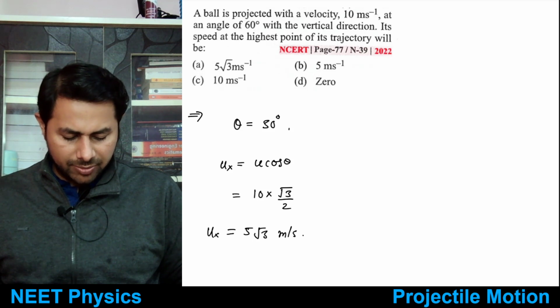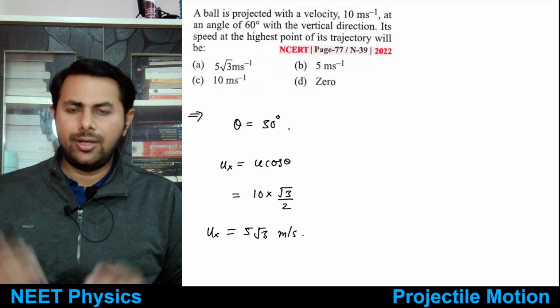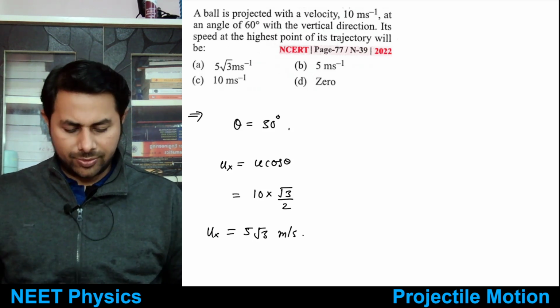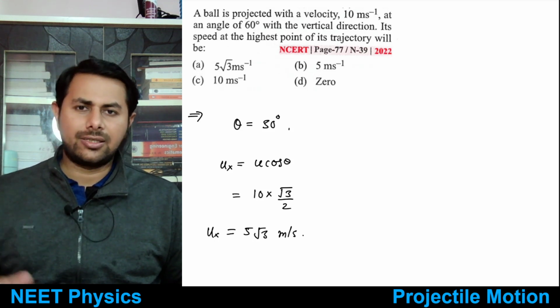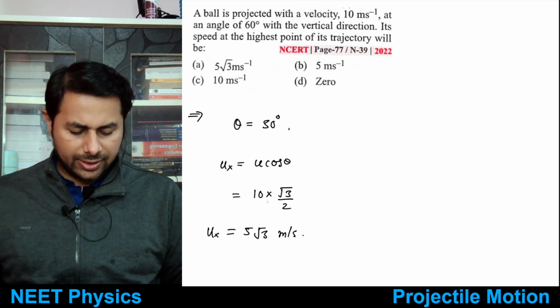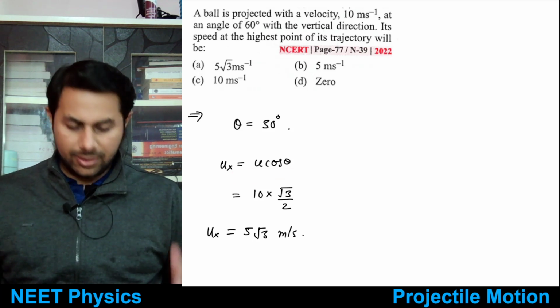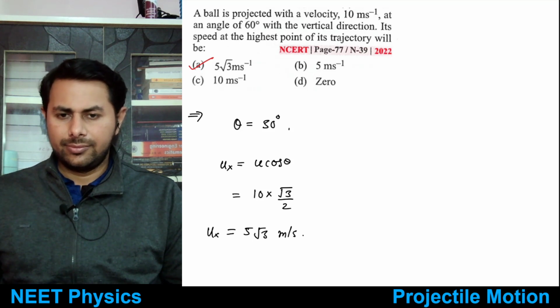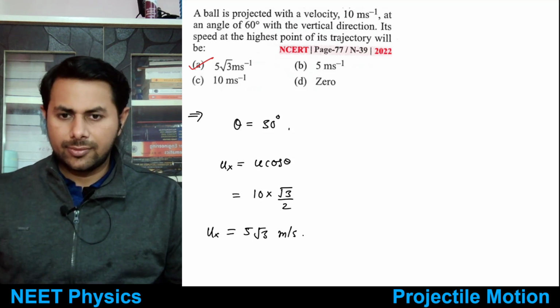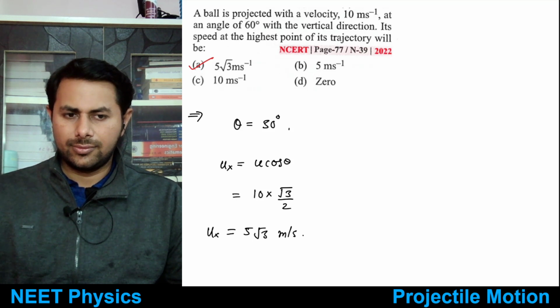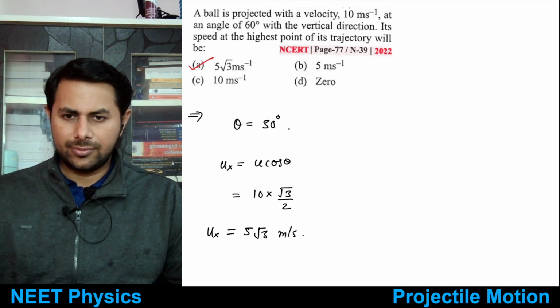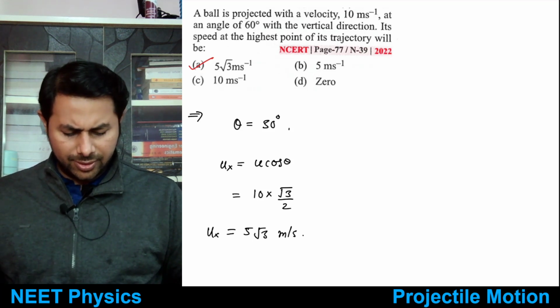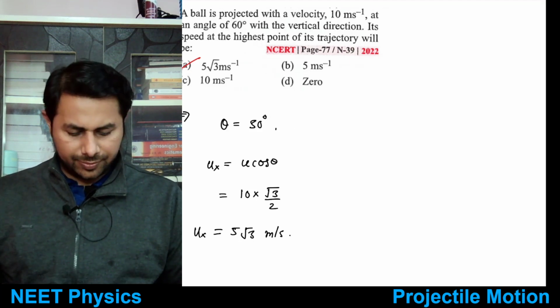Because at the maximum height, what will happen to the y component? Y component will become 0. So what is speed? It is just the x component of velocity, and that is u cos theta, right? So 5 root 3 is the answer. Okay, got it everyone? All right, very good. So a simple question.